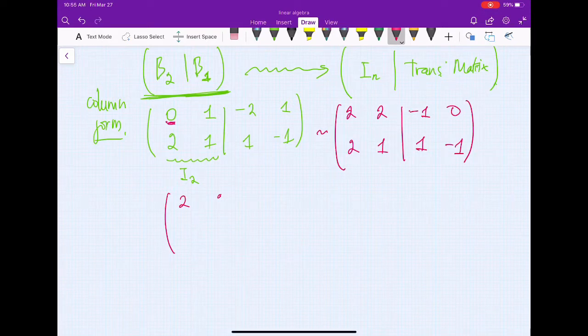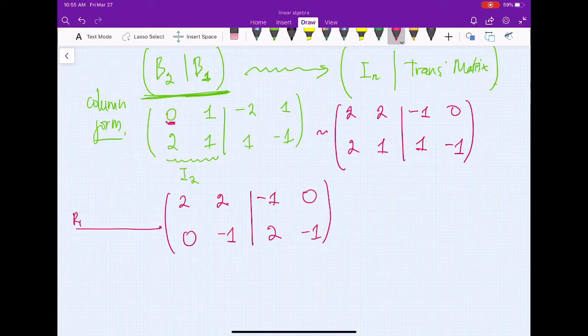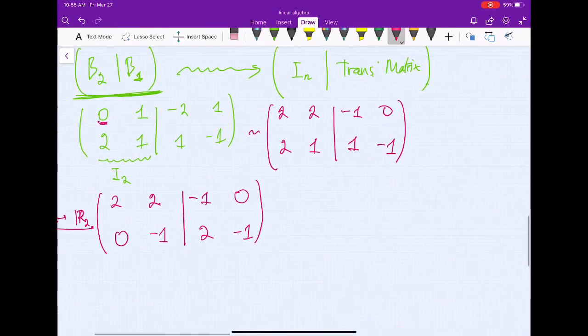I get 2, 2 in here, -1, 0. I get 0. I get -1. I get 2. I get -1 in here. Okay, that is -1 multiplied with -1, add to the second row. So after that, I have -1 in here.